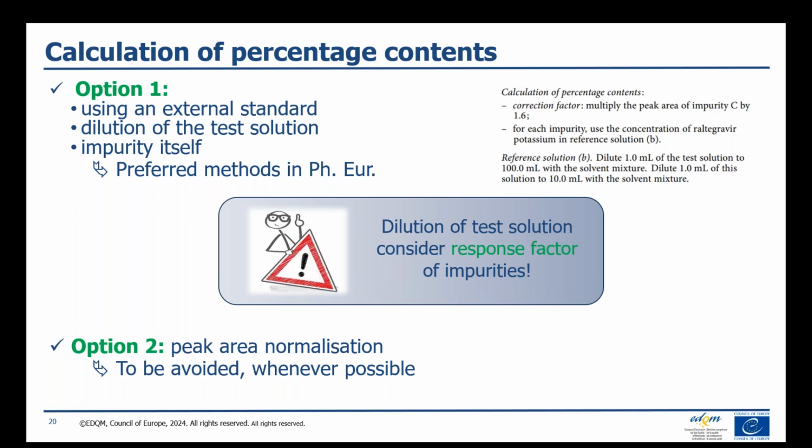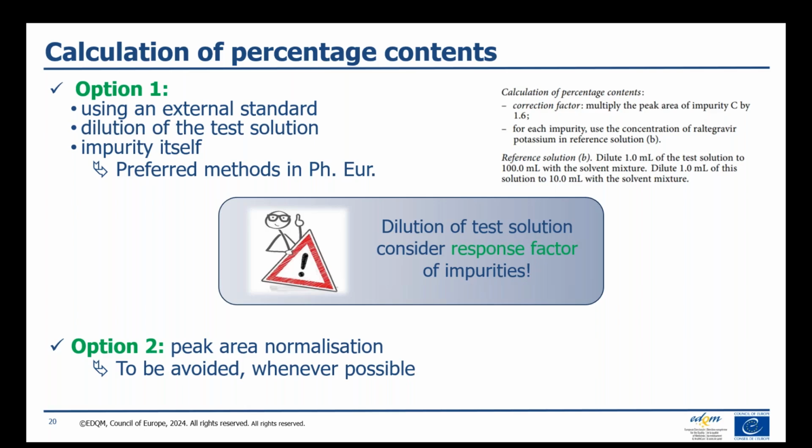So here I put an extract of the Raltegravir monograph. For this monograph, we control the impurities using reference solution B, which is a dilution of the test solution. And most of the time, we use a solution with a concentration which corresponds to the concentration of the limit for the unspecified impurity. So in this case, 0.10%.